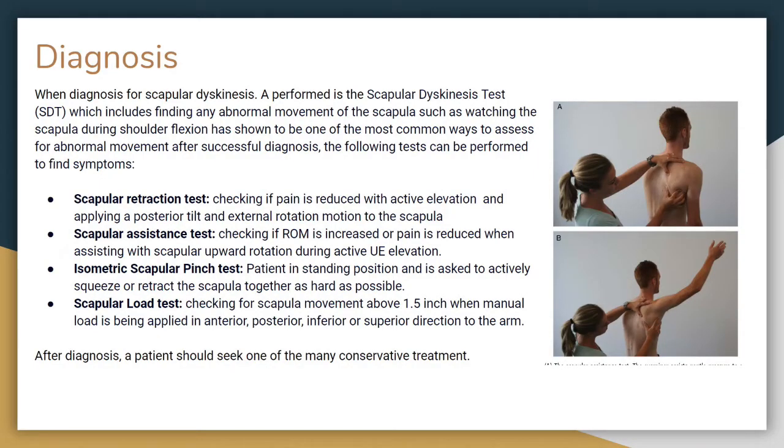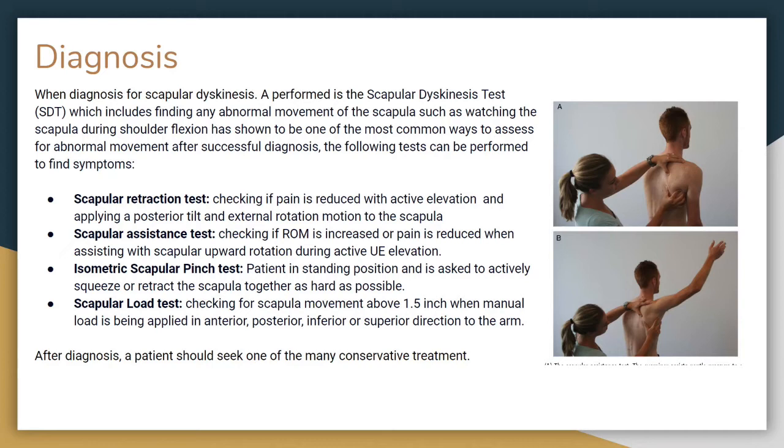When diagnosing for scapular dyskinesis, a test performed is the Scapular Dyskinesis Test, or SDT, which includes finding any abnormal movement of the scapula, such as watching the scapula during shoulder flexion, and it has been shown to be one of the most common ways to assess for abnormal movement. After a successful diagnosis, the following tests can be performed to find symptoms.